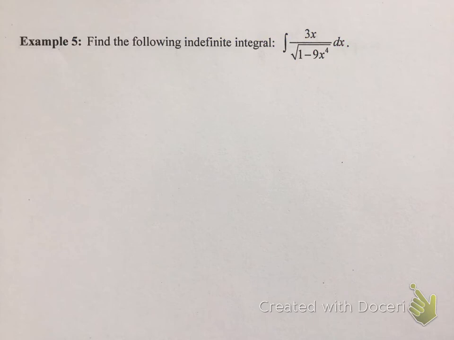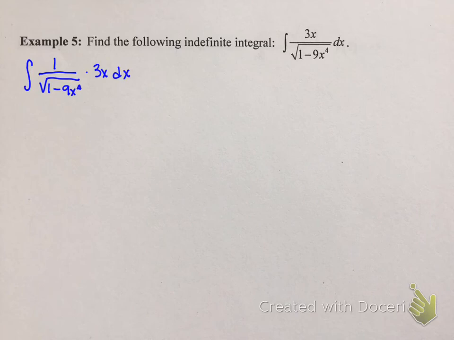Find the following indefinite integral. We have 3x over the square root of 1 minus 9x to the 4th dx. So once again, I want to rewrite this original problem because I know I'm going to have to use substitution, because it doesn't look like anything we have. So if I rewrite the problem, I get 1 over the square root of 1 minus 9x to the 4th, and then times 3x dx.